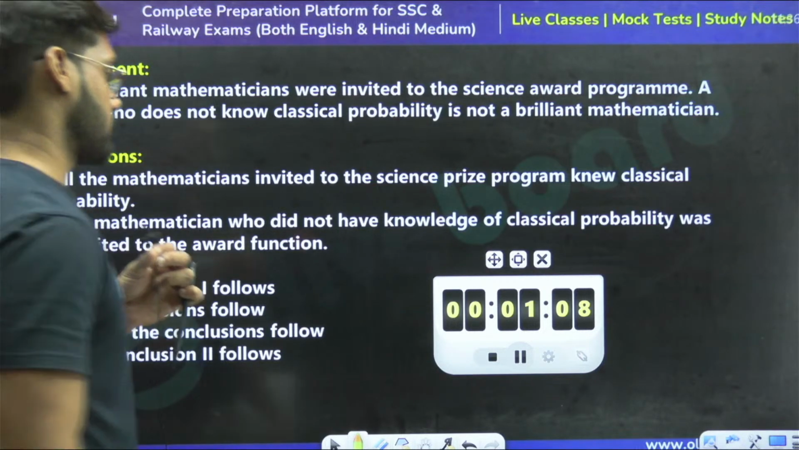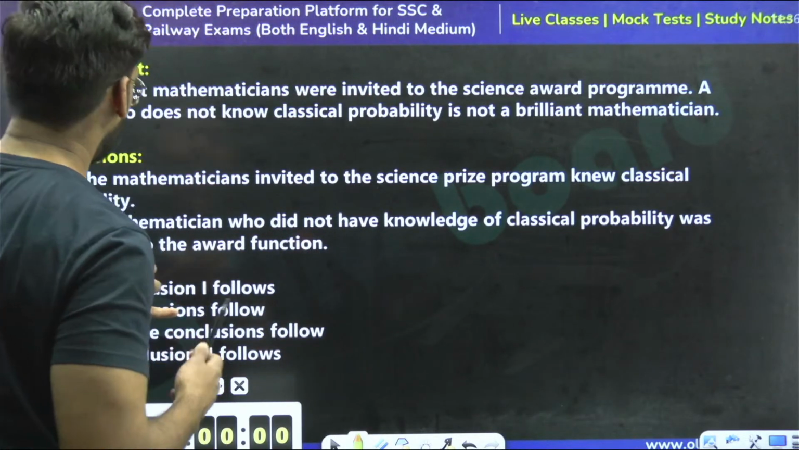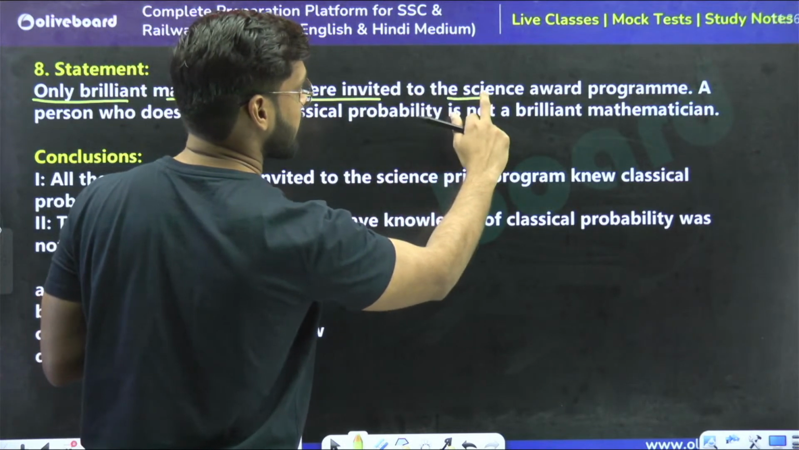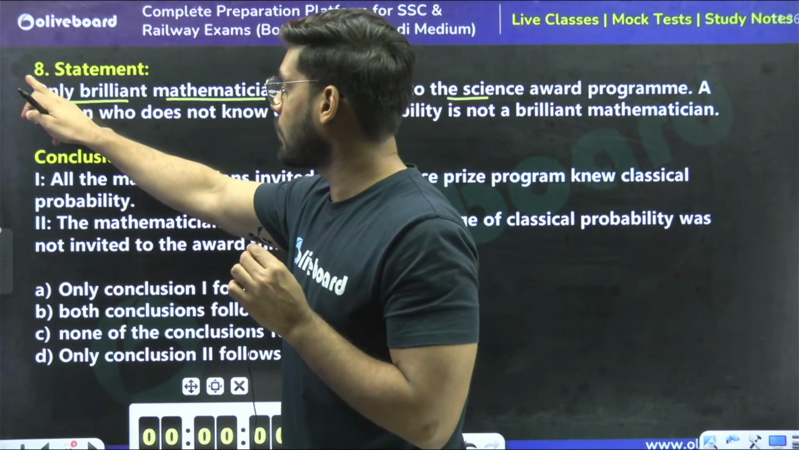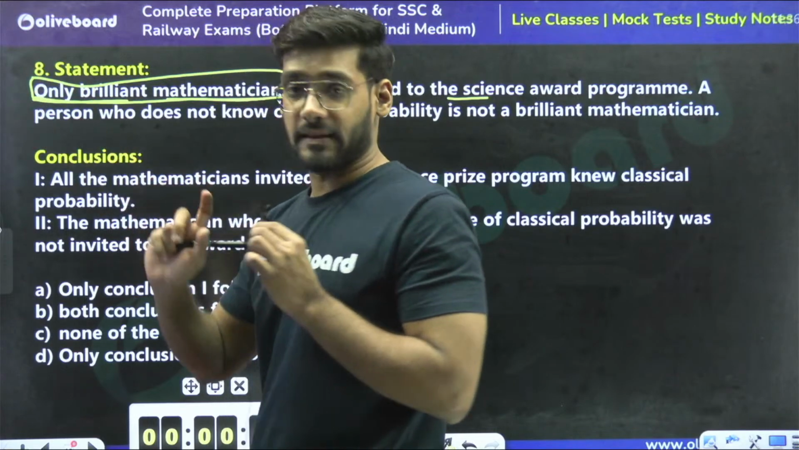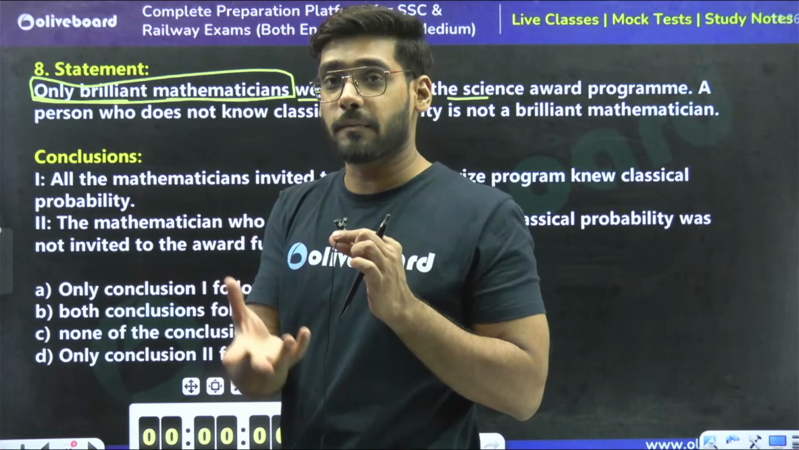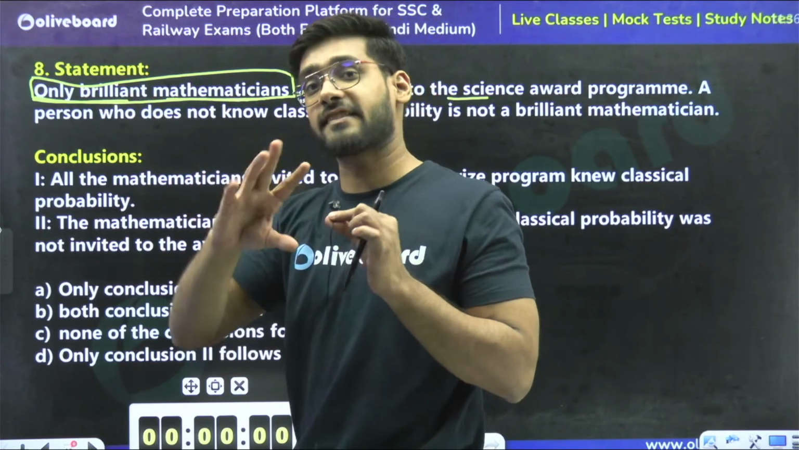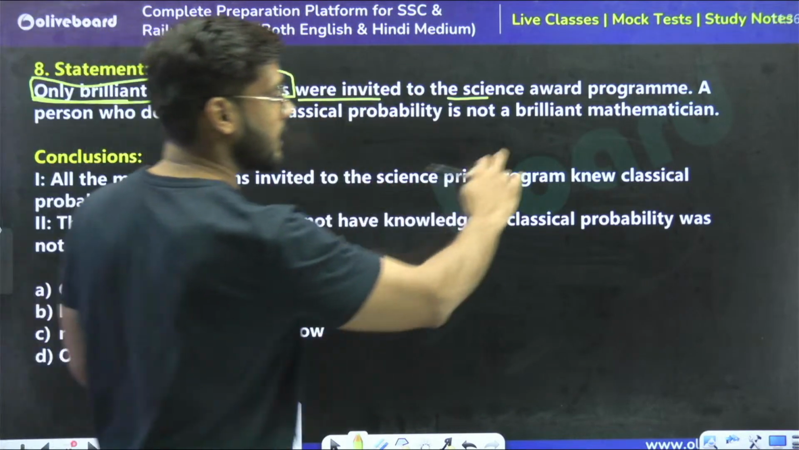Okay, let's see. We have a statement: only brilliant mathematicians were invited to the science award program. First of all, focus on this line, only brilliant mathematicians. Only and only brilliant mathematicians, not an average mathematician, not a good mathematician, not an excellent mathematician. Only the brilliant, exceptional, rare mathematicians, right? Only they were invited to the science award program.